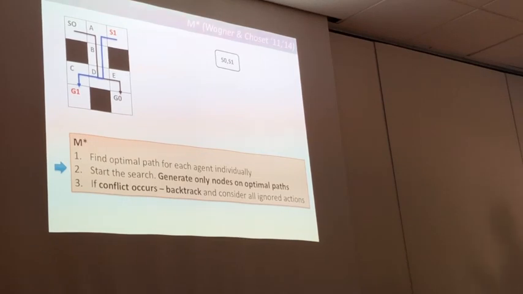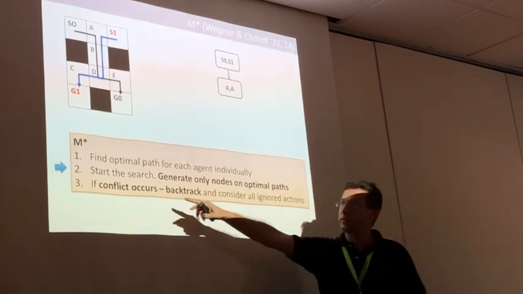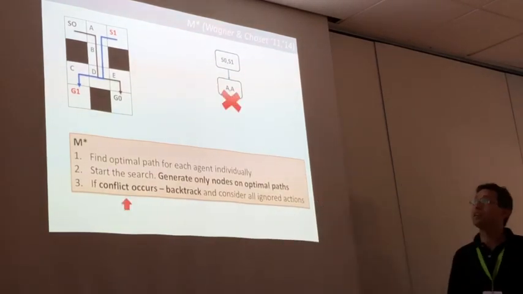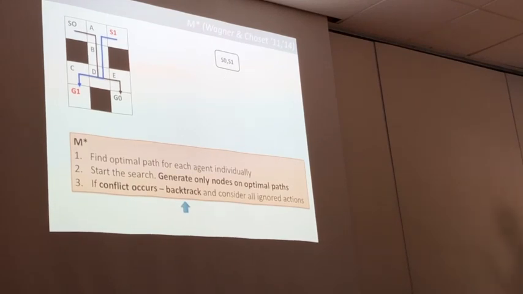It's the same 2 locations search space, but I only generate the node that corresponds to the best action for every agent. So this node. Is this a valid node? No. Is this a valid node? No. There is a conflict, right? So if this is the case, I backtrack and I start again, but now I do expand all the other options. So now I will expand this. Okay? So this is M-star. Questions?